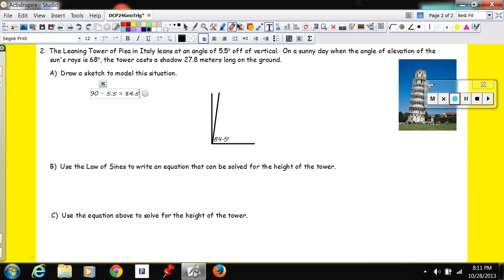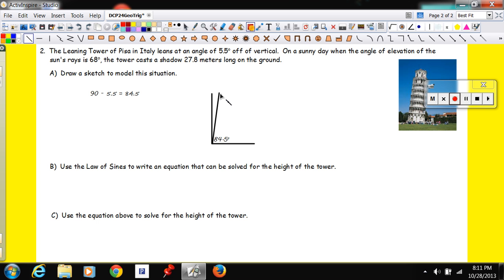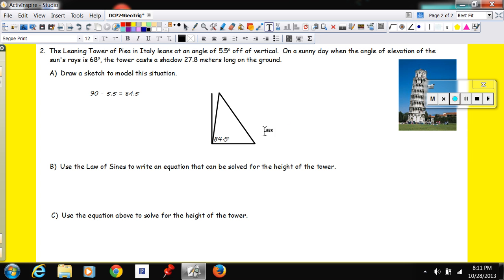Now it says the sun's rays are coming down at an angle of elevation of 68. So right here it's 68 degrees. What it's asking us for would be the 27.8 meter long shadow. What they're asking us to do here is use the law of sines. So this would be our picture that we would look at.